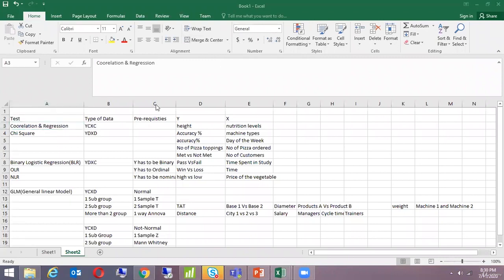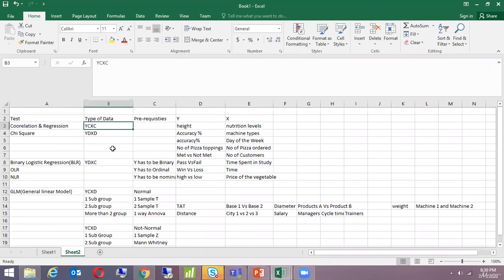There are a couple more tests which I'll be explaining, but I want to cover these once again. Ask me any question in between, please. When my y is continuous and my x is also continuous, there is no prerequisite. I will do two sorts of tests, correlation and regression. I will explain when I do the Minitab why we are doing it, what the inference is, and what we are comparing, but let's first understand it.